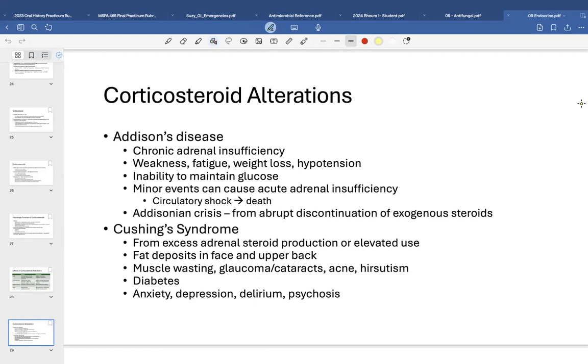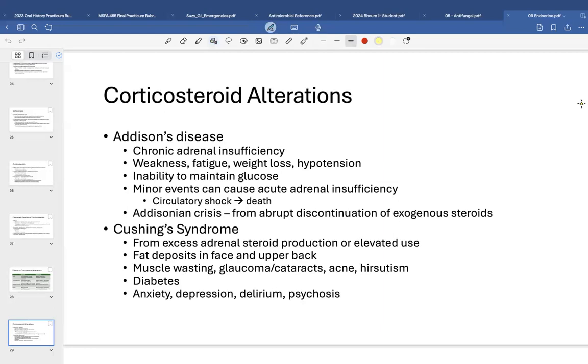And the thing with Addison's is that even chronically, they can function, but obviously it's not optimal. In any situation where your body is normally able to produce a stress response, when you need a little bit more cortisol, because your adrenals are unable to respond to stress, any minor event can then lead to acute adrenal insufficiency, which can be life-threatening.